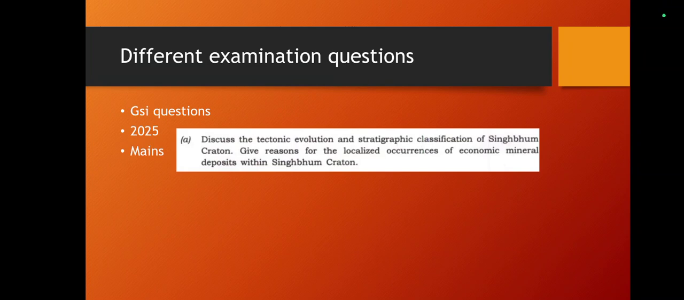If you have any particular trouble doing research in a particular topic, research I mean that you have to search by yourself on the internet. There are a lot of research papers and so many articles available. You can also study in the book about the Singhbhum localized occurrence of economic minerals. But if you have any trouble, you can ask me in the comment section. I will make a separate video related to the localized occurrence of economic minerals.